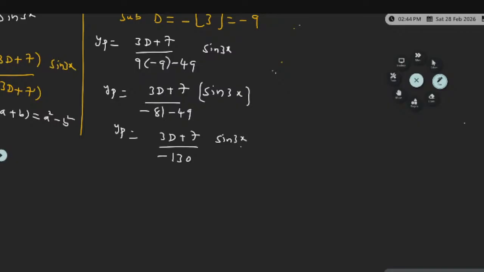Now you relax a little bit for a few seconds because the denominator part is over. Denominator is not having any d term. Denominator lo d ledu. Happy. Now you focus on the numerator. See, yp equal to, yes, keep the denominator separately.